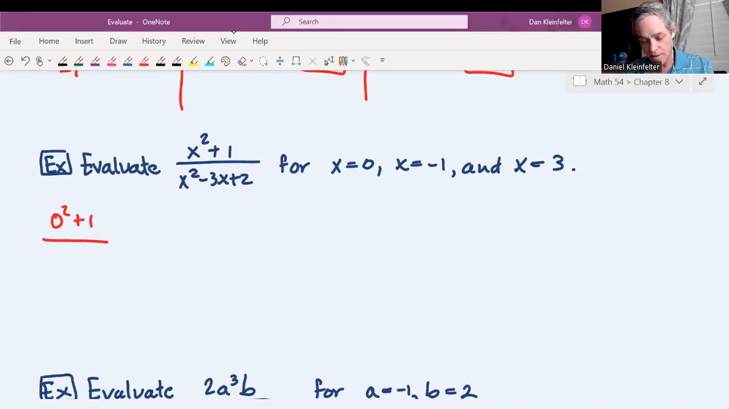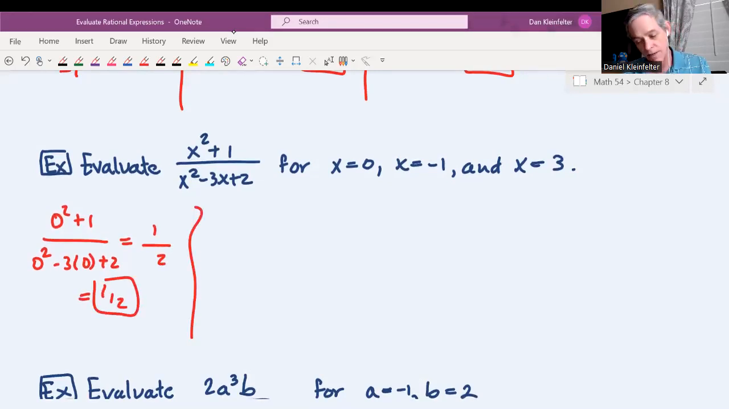All right, so we're evaluating this thing first of all for 0. I like working with zeros because often it's easy to multiply by 0 or add 0. So we should end up with 1/2 for the first one. Next, we're going to evaluate it at negative 1.